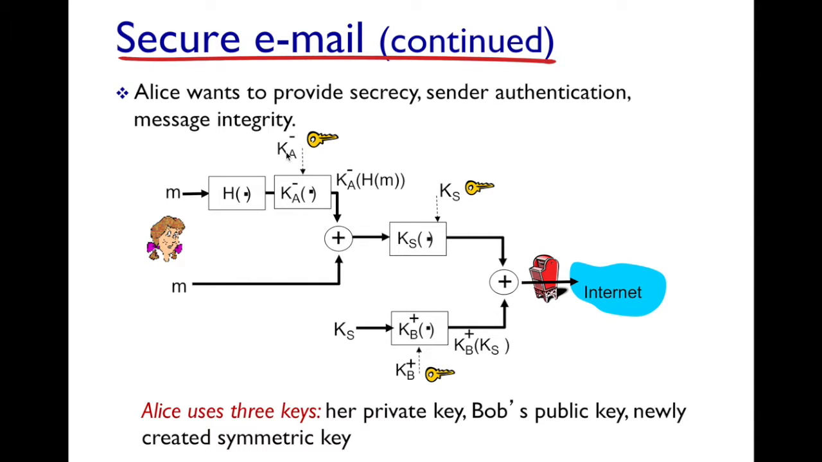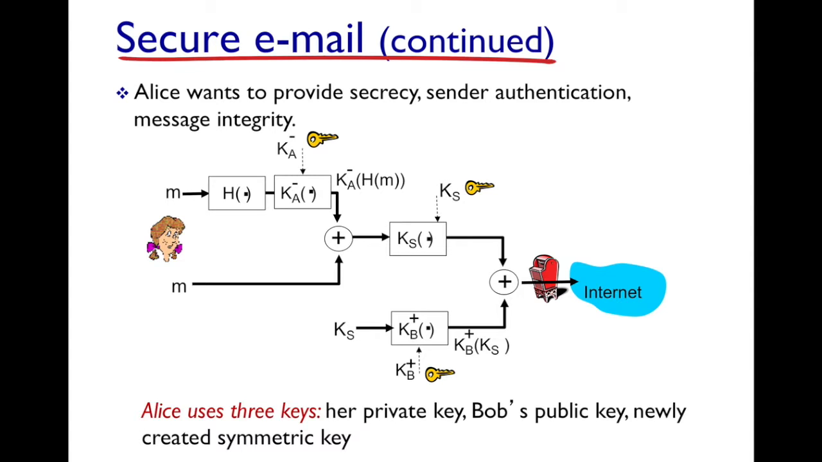Having studied how Alice can provide confidentiality and message integrity individually, we now focus on designing a secure email system that provides secrecy, sender authentication, and message integrity. To achieve this, Alice first focuses on message integrity. She takes the message M, applies the hash function over it, and after that she encrypts it with her private key. She then takes this encrypted message as well as the original plain text message M and uses the symmetric key developed for this session and encrypts both of them with that. She also encrypts her symmetric key with Bob's public key. She then sends both of them over the internet to Bob.